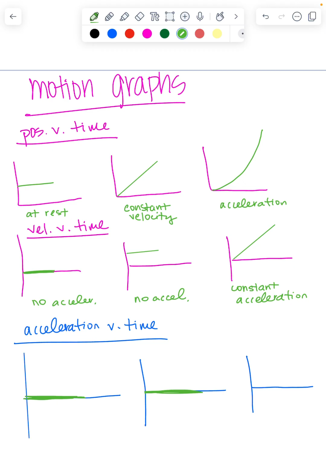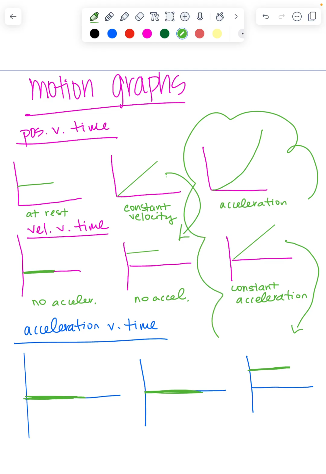Now with this one, if you look at this straight diagonal line on a position versus time graph, that turned into a straight horizontal line. Well, it's going to do the same thing here. That's going in the positive direction, so it's a positive slope, so it's going to be a positive acceleration. So that is your introduction to these accelerated motion graphs. These are all of the new things that we have to look forward to.